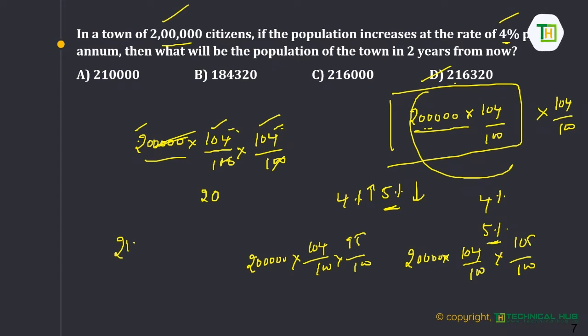So if you multiply unit digit 4 and 4, you will get 16, and 16 into 0, definitely the unit digit will be 0. But if you see the 16 into 2, 32. So 32 means the tens digit will definitely be 2. So out of 4 options, only 2 options are there here. But here every year 4% increases means the population of the town after 2 years will be more than 2 lakhs. So our answer will be 2,16,320. So option D is the correct answer.